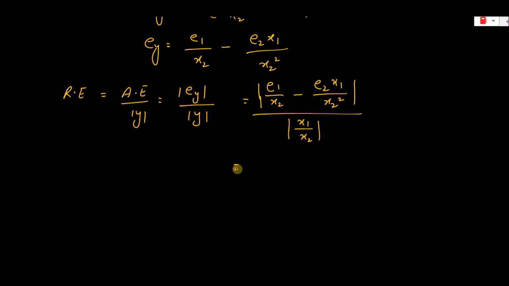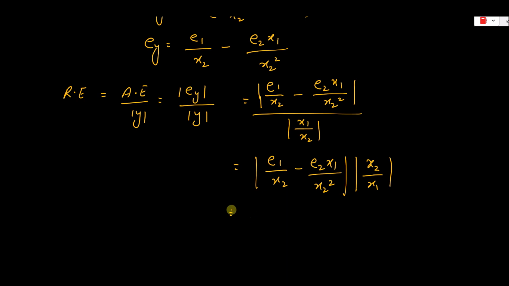So we are going to simplify it. For this simplification, I'm writing (e1 x2 − e2 x1) over x2 raised to 2, and this should be shifted to the other side. So the numerator and the denominator part should be reversed. When we shift the denominator to the numerator, if the denominator is in fraction form, their numerator and denominator should be reversed.